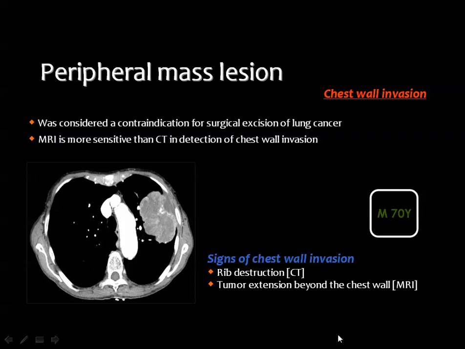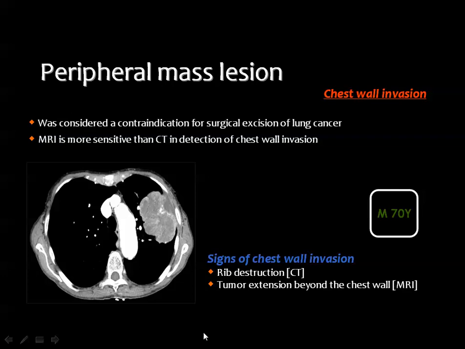Then we have many signs of a chest wall invasion, but the most reliable of them on CT scan are two. Number one, rib destruction. Number two, tumor extension beyond the chest wall. If you look at this mass, which is seen in the lung of a male patient 70 years old, diagnostic of a bronchogenic carcinoma, the mass is intimately related to the pleural surface and the inner aspect of the chest wall, and this is not enough for diagnosis of a chest wall invasion.